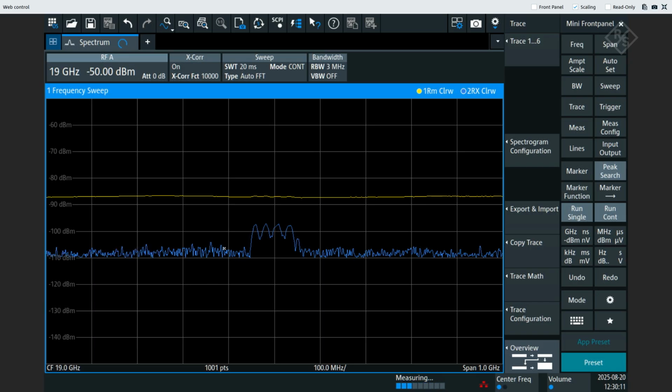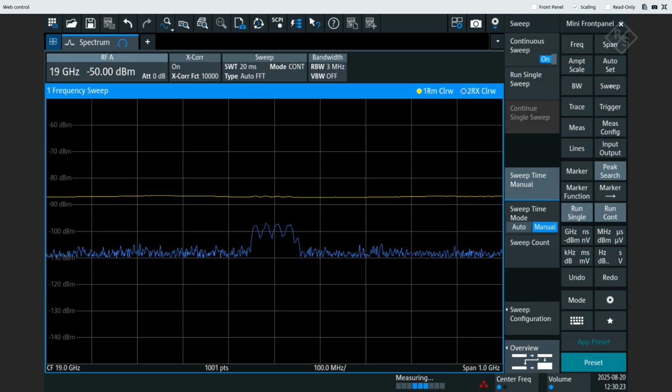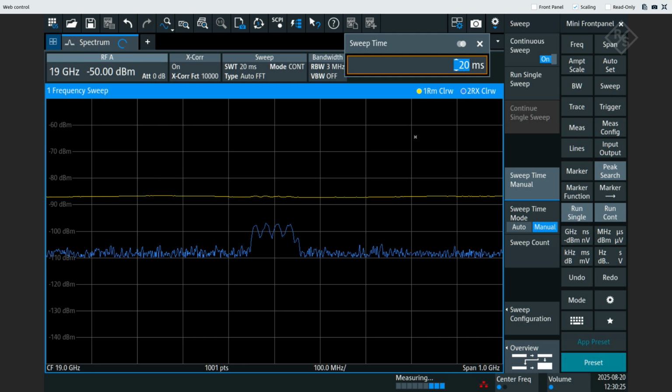What I want to highlight in this example is, with cross-correlation, there is almost no limit in how much improvement in noise floor you get. The only price you pay is basically the sweep time. I have configured 20 milliseconds as the sweep time here, and as you can see, my headline shows me 10,000 cross-correlations, which translates directly into around 20 dB of improvement.